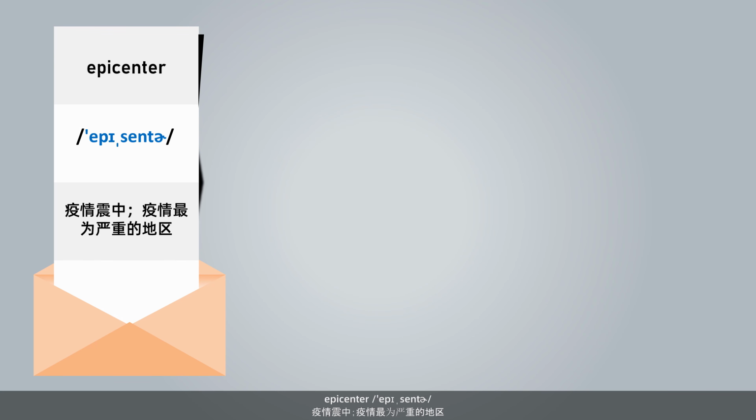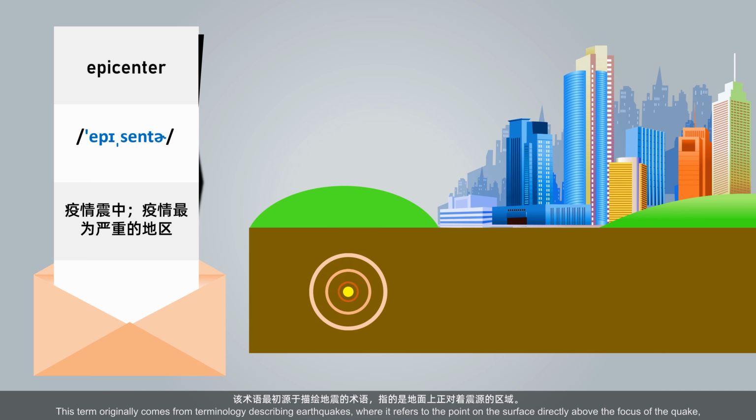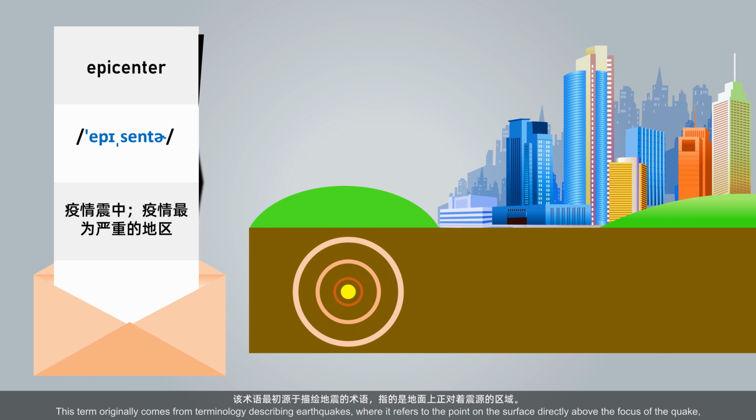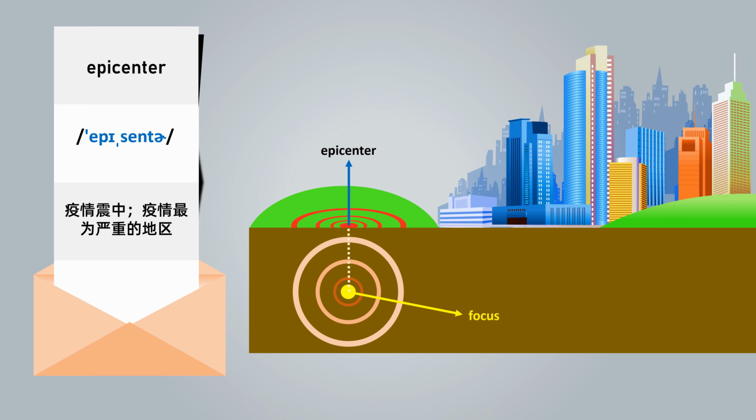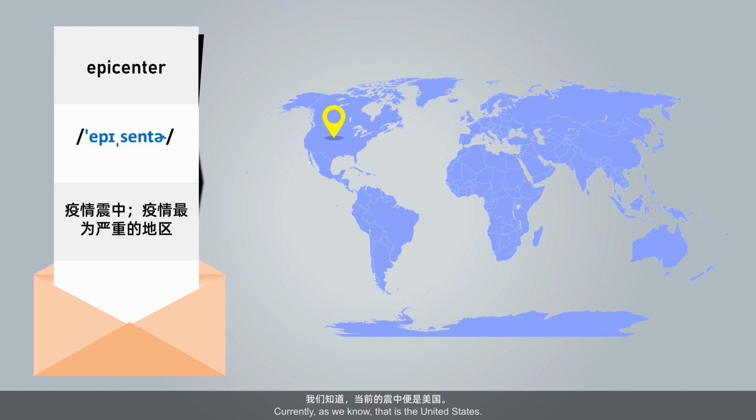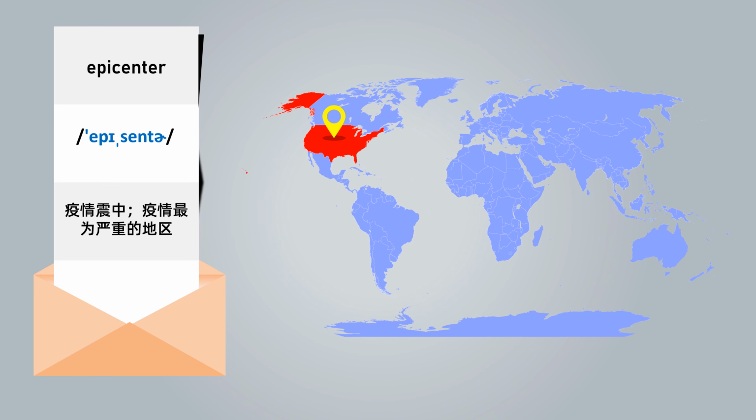Epicenter. This term originally comes from terminology describing earthquakes, where it refers to the point on the surface directly above the focus of the quake. But it has expanded just to refer to the central point of some kind of destructive event. In the context of the COVID-19 crisis, it refers to the place where the epidemic is most severe. Currently, as we know, that is the United States.